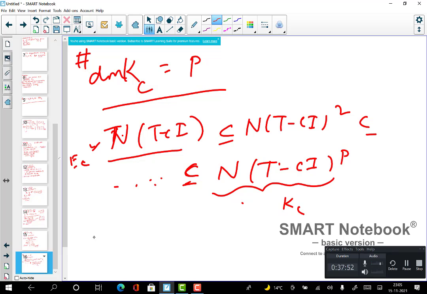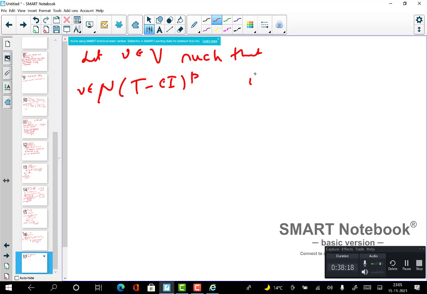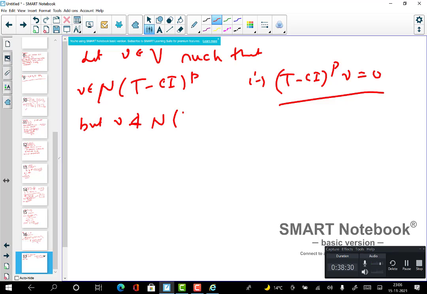So let V be the vector such that V belongs to the null space of T minus Ci power P, that means T minus Ci power P of V equals 0, but V does not belong to the null space of T minus Ci power P minus 1. Suppose you choose this vector, and then what happens?